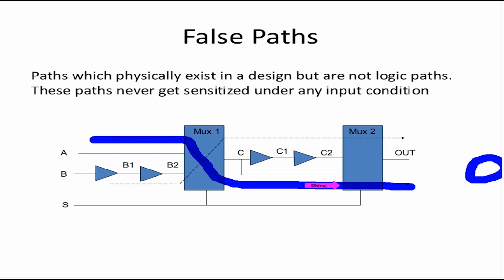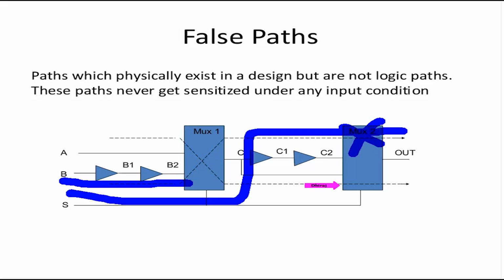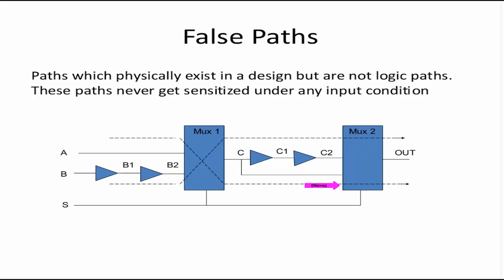This path is blocked because this is a one path. This path is enabled, so this path is not activated. Now let's consider the case when select is 1. This path is activated, but this path is not. So this path is not possible. But why then is this path even shown?